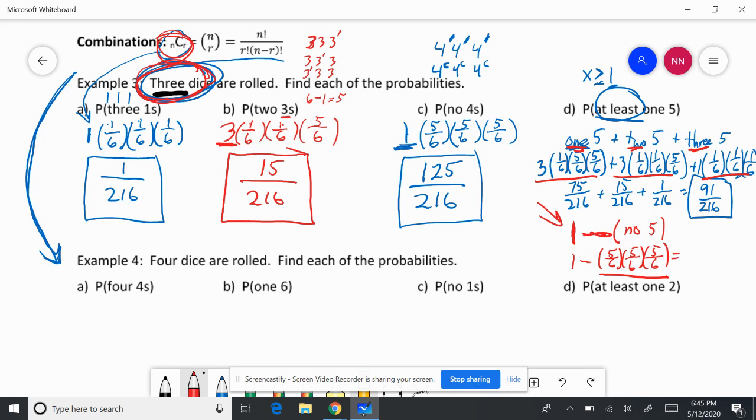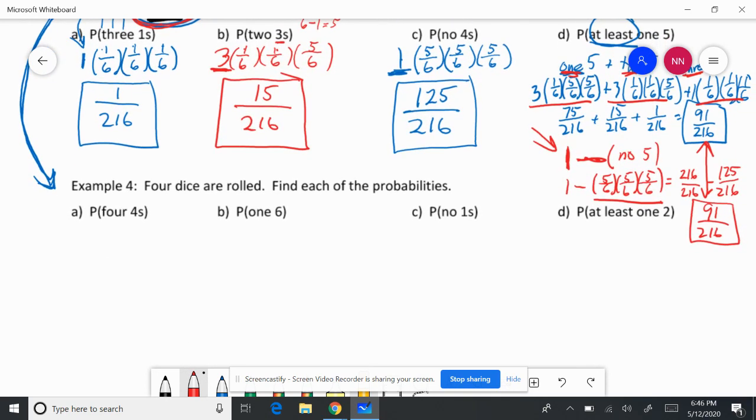So that right there would be 1 minus, and since our denominator is 216, it would be 216 over 216 minus 125 over 216. And lo and behold, it's the 91 over 216. Notice that in both of these cases, those answers are the same.